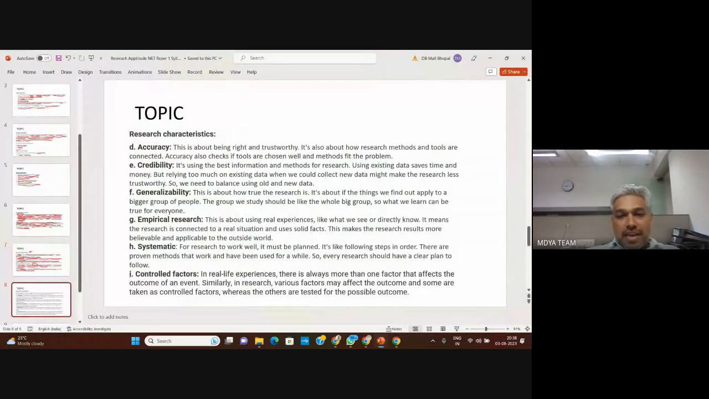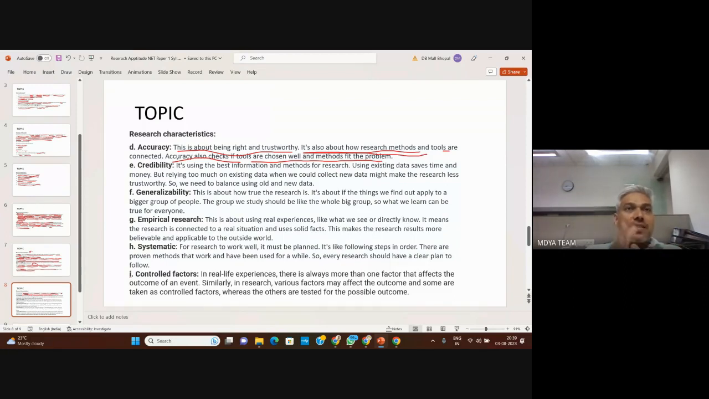Now we'll go to the next topic, that is accuracy. Fourth characteristic of a research is accuracy. This is about being right and trustworthy. It is also about how research methods and tools are connected. Accuracy also checks if tools are chosen well and methods fit the problem, right? Accuracy means it should always be right and trustworthy. It is also about how research methods and tools are connected, right?